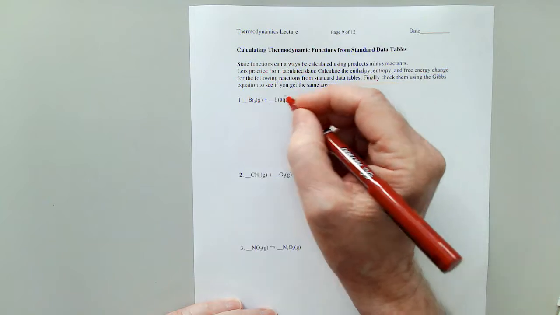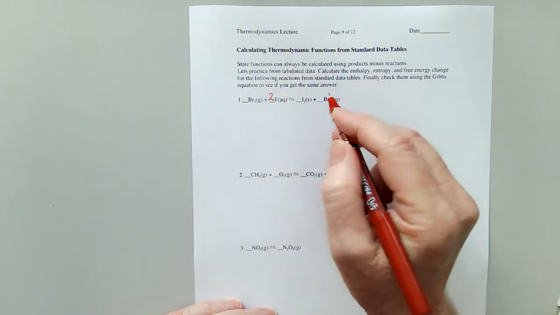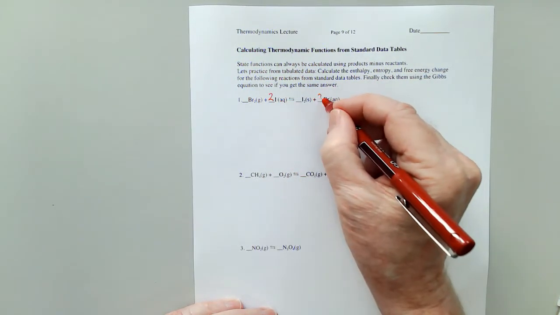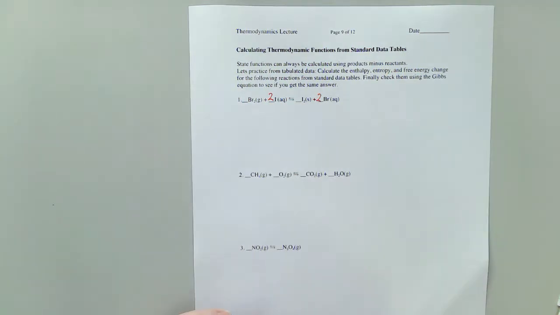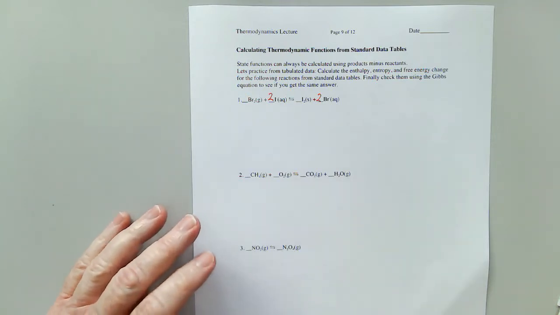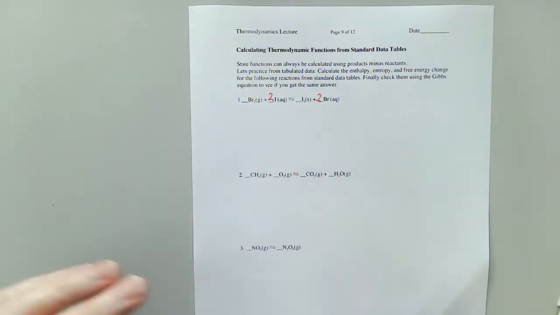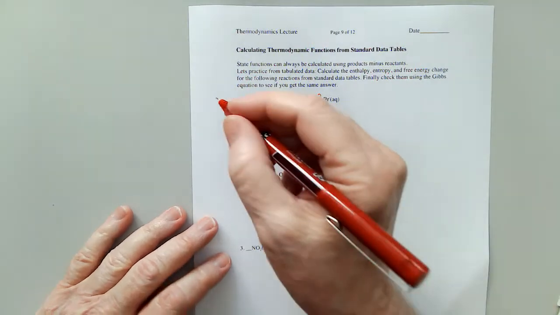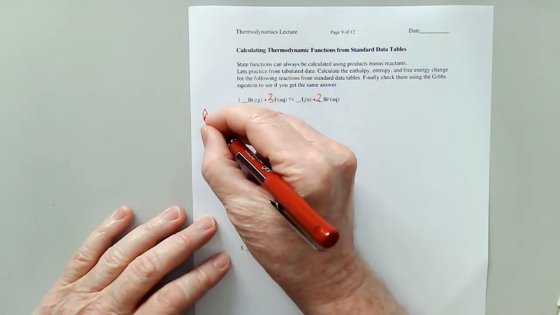Br2 gas plus I minus aqueous. I'm going to need a 2 there. Gives me I2 solid and 2Br minus aqueous. Now, you're going to need access to some standard thermotables, okay? They're in the back of all freshman chemistry textbooks. It's not a problem to find that.